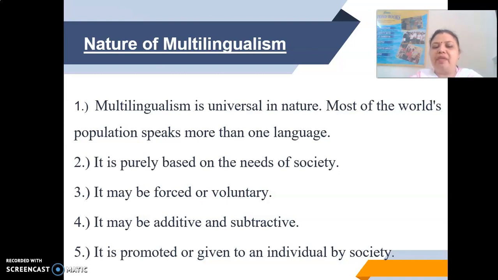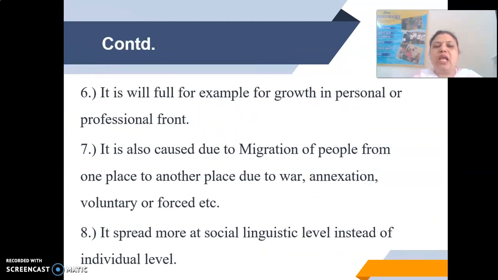It is promoted or given to an individual by society. Obviously, it is given by the society to an individual. Any individual doesn't have his or her own language. It is willful, for example, in formal or professional fronts. It is also caused due to migration of people from one place to another due to war, annexation, voluntary or forced, etc. It is spread more at the sociolinguistic level instead of the individual level.